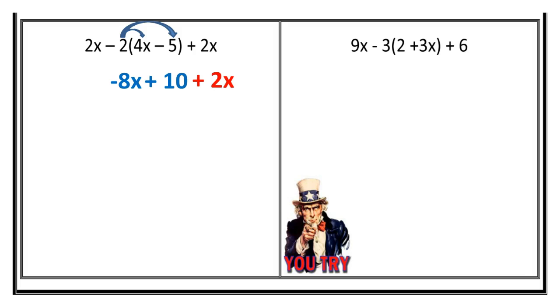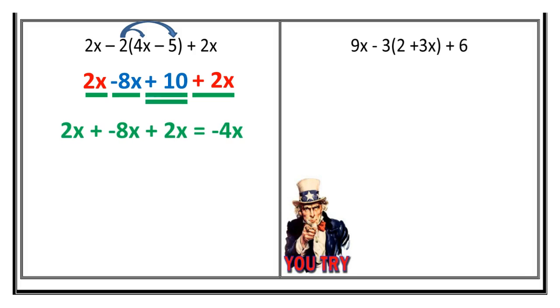That positive 2x at the end and at the beginning comes straight down. Now I can categorize my like terms. I see 2x, negative 8x, and positive 2x. 2 plus negative 8 is negative 6. Negative 6 plus 2 gives me negative 4x. So I'm combining just the coefficients. So negative 4x, and the constant of 10 does not combine with anything. There's my answer, negative 4x plus 10.